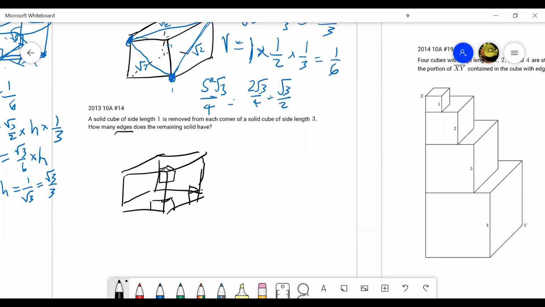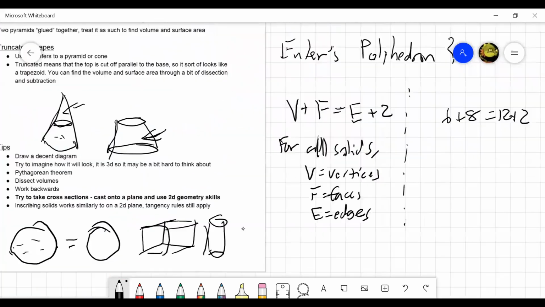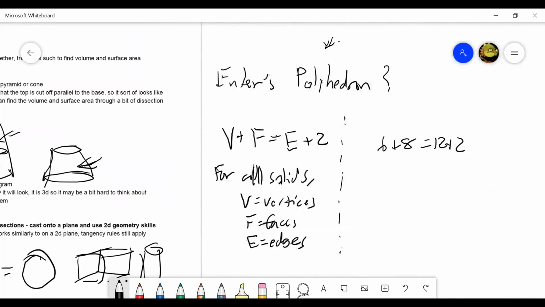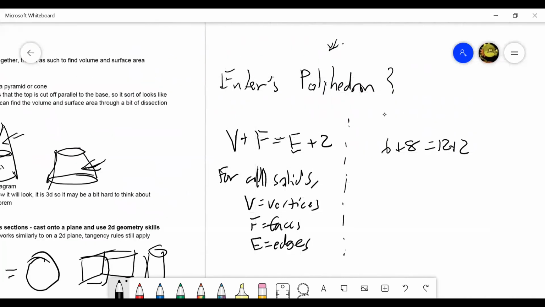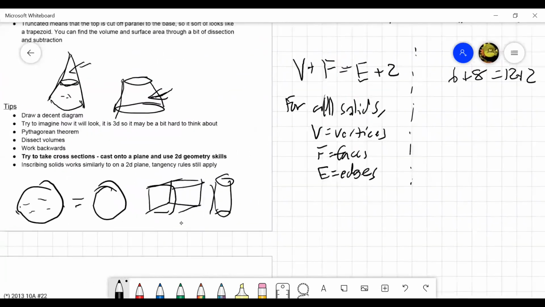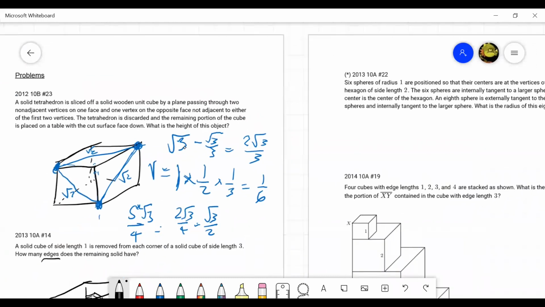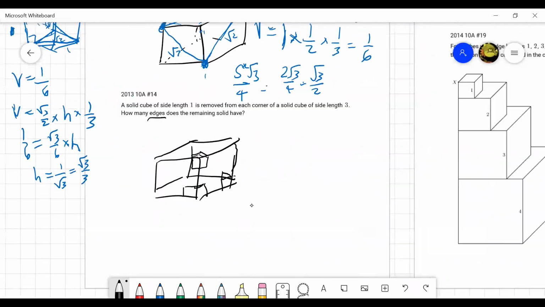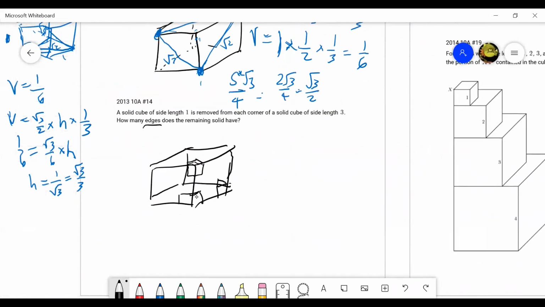And the other way is to use Euler's polyhedron formula. You can use this as well, since this relates all the vertices, faces, and edges. And even after taking away all the unit cubes, this is still going to be a polyhedron. So I think I'll do this both ways.